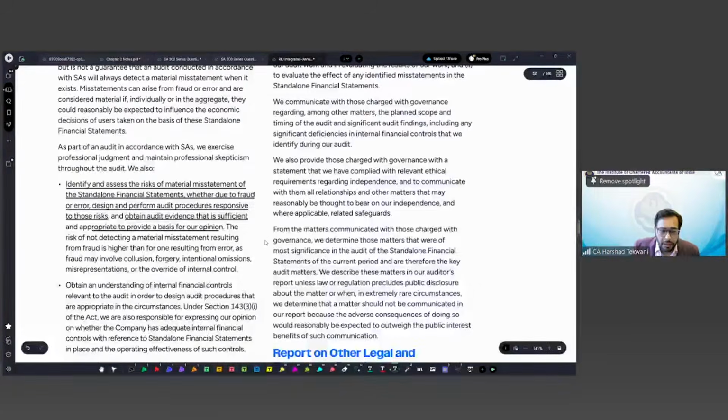If I talk about this first part, identify and assess the risk of material misstatement of the standalone financial statements, this is nothing but your planning. Second, whether due to fraud and error, this is the type of error that you are talking about. Plus, design and perform audit procedures responsive to those risks. This is nothing but your execution.